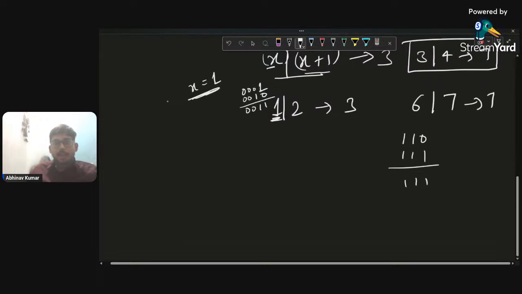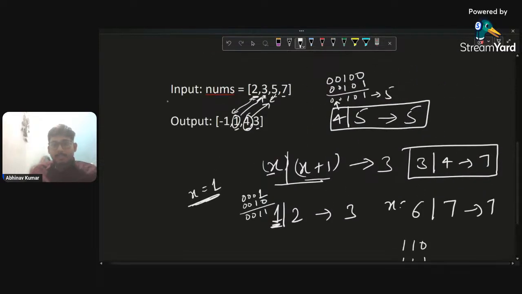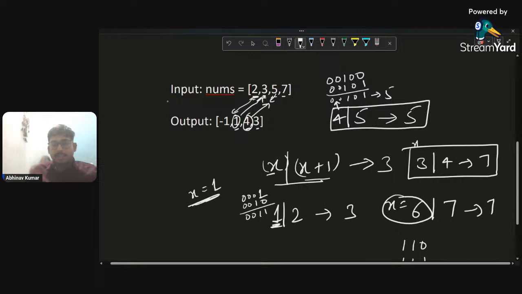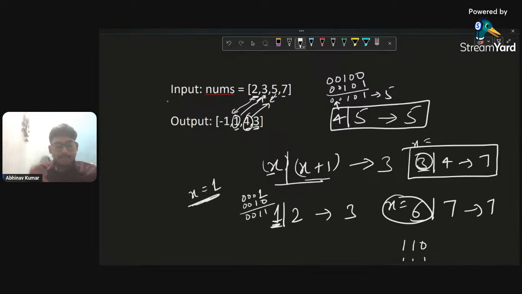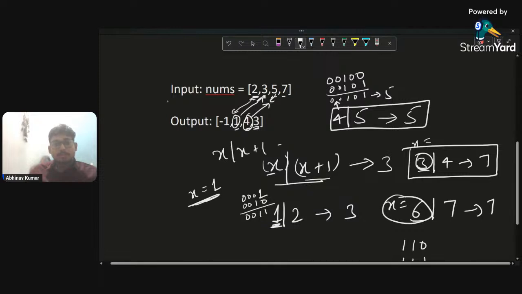So taking x equal to 6 was also fine here, and taking x equal to 3 was also fine here. Which was the minimum among 3 and 6? It was 3, so we took 3 here. Okay, so that's what we need to find out for every test case. For every nums[i], we need to find such a minimum x so that x OR x plus 1 gives me nums[i].